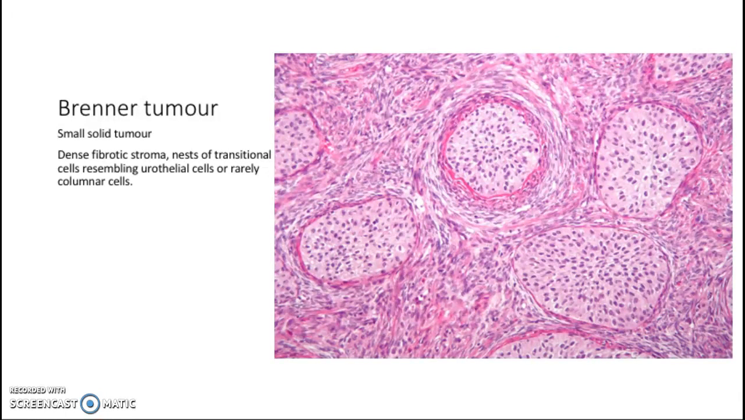Brenner tumor presents as a small solid tumor, and it's composed of nests of transitional cells resembling urothelial cells, as you can recall, which line the bladder and also the ureter. It can also be composed of columnar cells, and these cells are surrounded by dense fibrotic stroma.